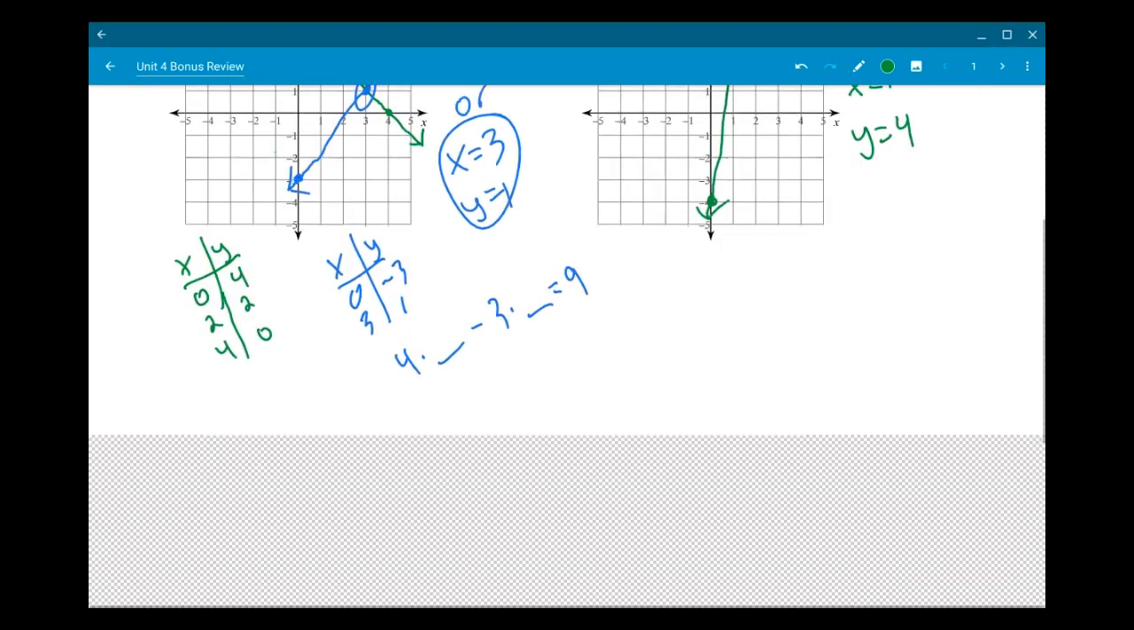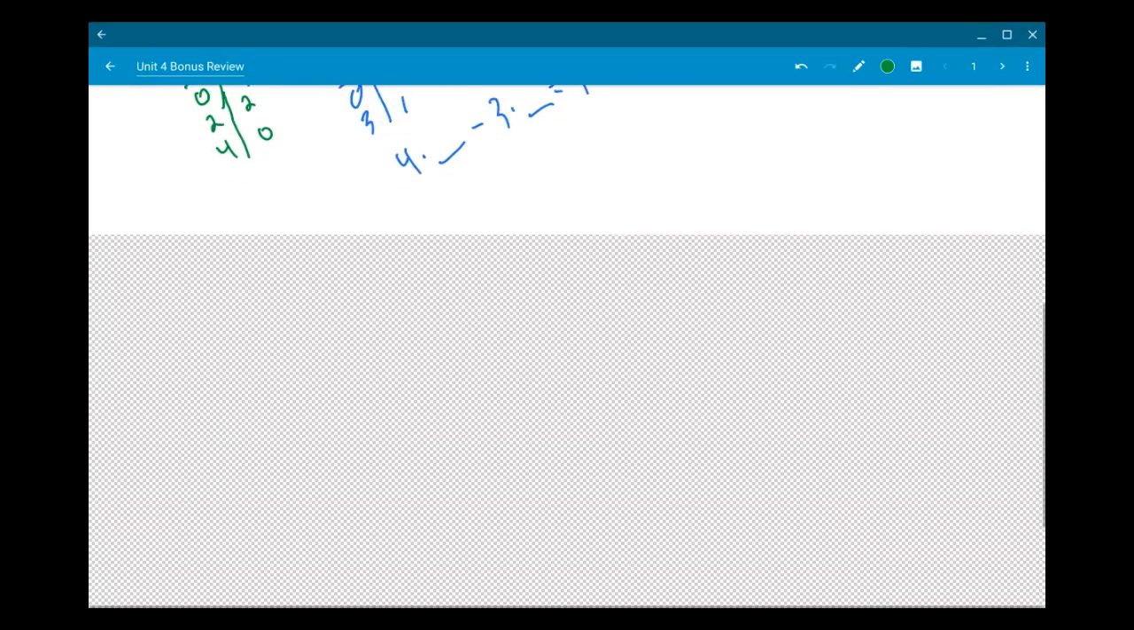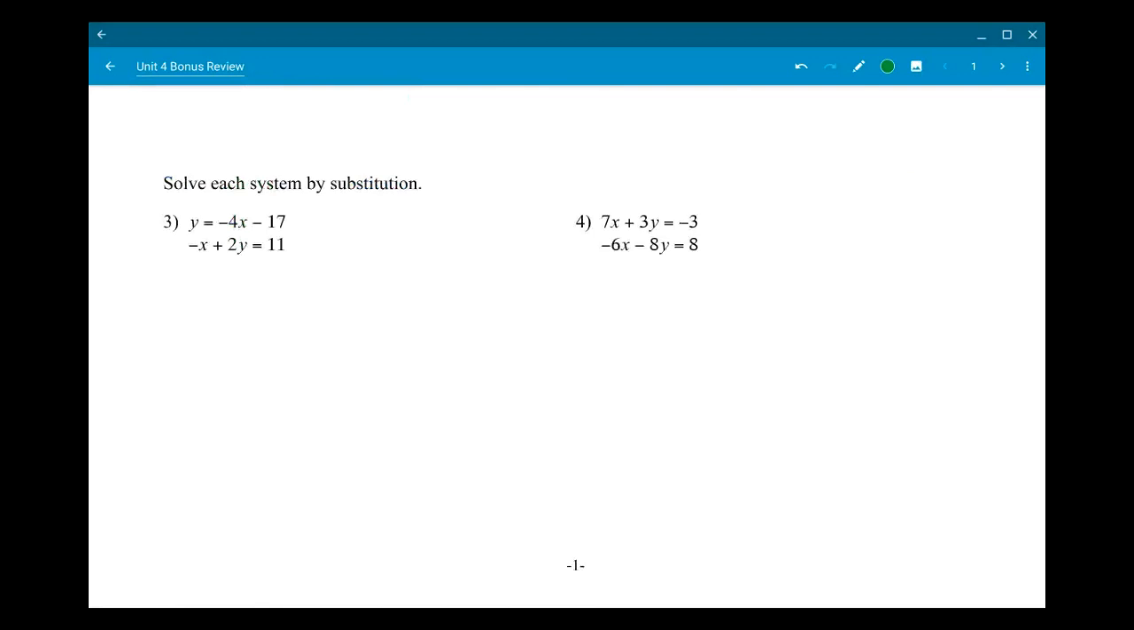Next, we're taking a look at some substitution problems. The first one is a very, very straightforward one, and the second one is actually a pretty tough one. Maybe a little bit tougher than what you'd have on your test, but if you can tackle number 4, you can tackle any substitution problem.